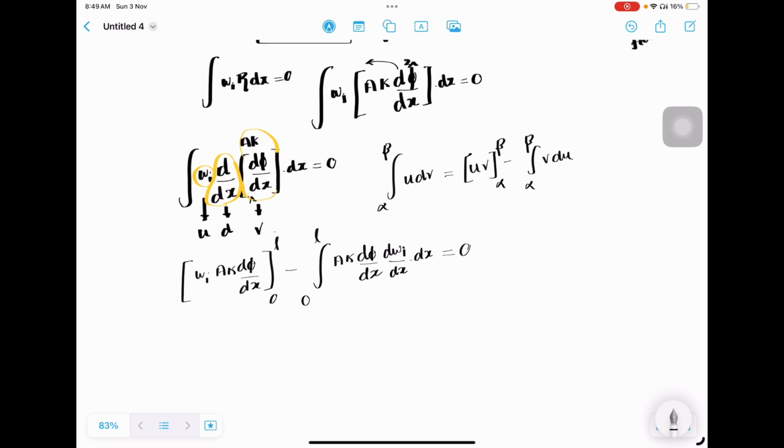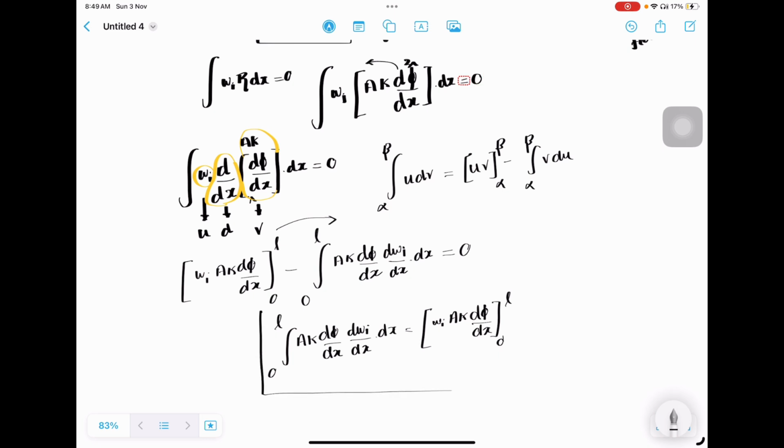Now I can take this term to the right side. So I'll be getting integral over the limit 0 to L of AK into d phi by dx into dwi by dx into dx is equal to wi AK into d phi by dx over the limit 0 to L. So this is my weak form.